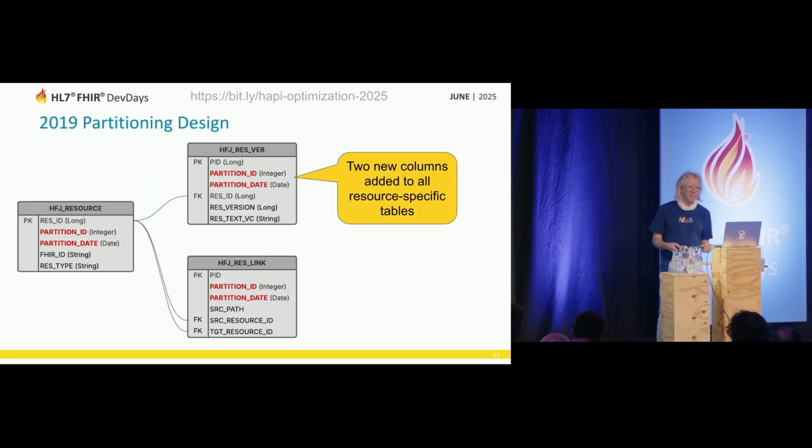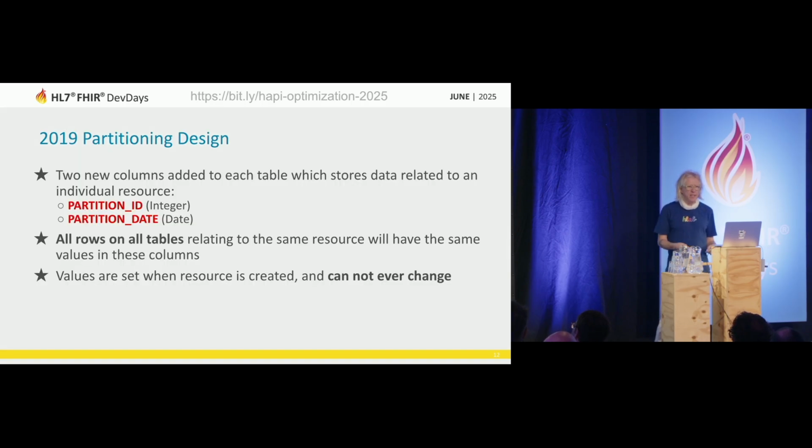Way back in 2019, we introduced a feature in FHIR called partitioning. The way partitioning works is we added 2 columns to every one of what we call the resource-specific tables. In other words, every table in our schema where 1 row or potentially even multiple rows in the table correspond to a specific FHIR resource, we added these 2 columns to those tables, partition ID and partition date.